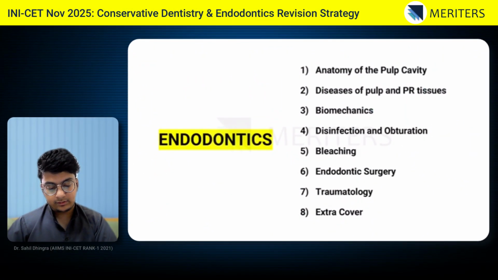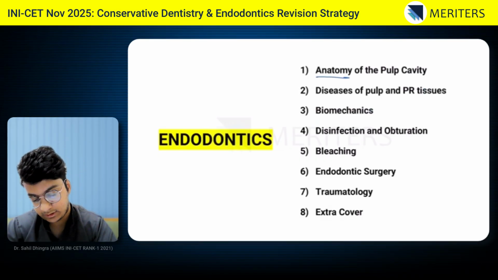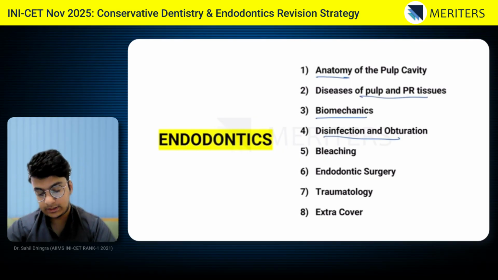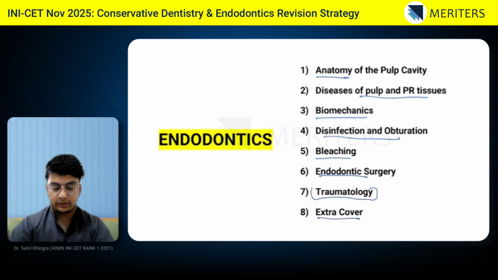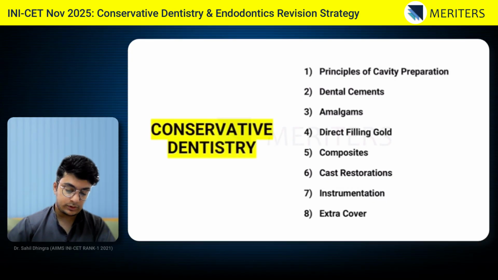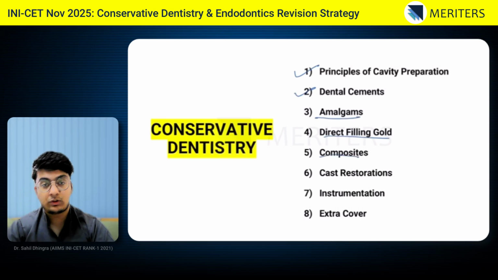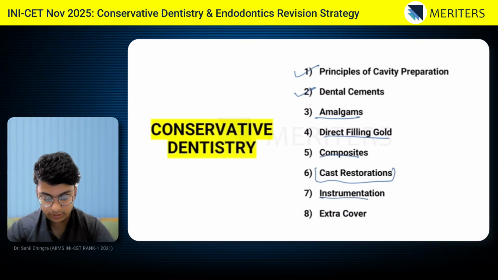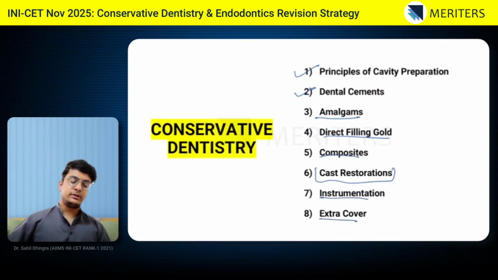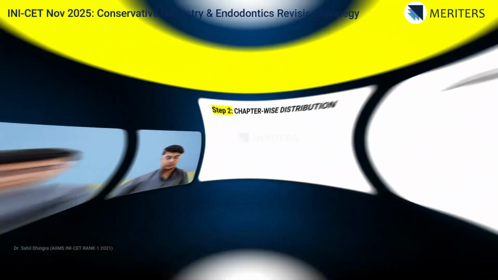So, this is the broad syllabus of endodontics, which includes 8 chapters, starting from your anatomy of the pulp cavity to disease of pulp and periradicular tissues, biomechanics, followed by disinfection, obturation, bleaching, endodontic surgery, and dental trauma. And at last, the miscellaneous or the extra cover. Similarly, for your conservative dentistry, we have the principles of cavity preparation, followed by dental cements, amalgams, direct filling gold, composites, cast restorations, instrumentation, and the extra cover. Now, we'll see what are the most important topics and chapters for both.